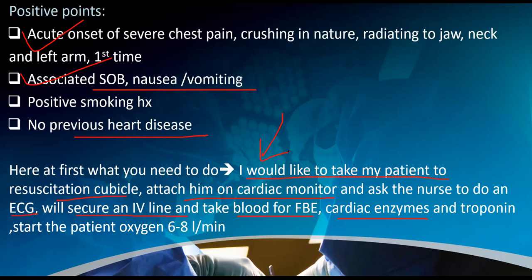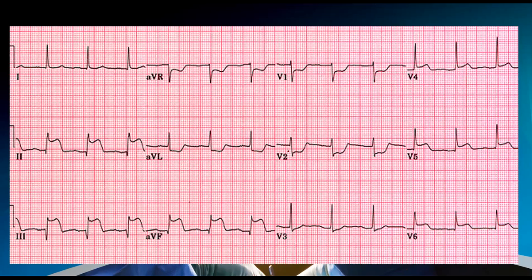So take the patient to the resuscitation cubicle, attach him to a cardiac monitor, take an ECG, secure an IV line, take the blood, and send it for cardiac enzymes. Also offer aspirin and nitroglycerin after making sure the patient doesn't have any contraindication. The history will be the same, the PE will be the same, but when you come to the ECG, the examiner will give it to you.